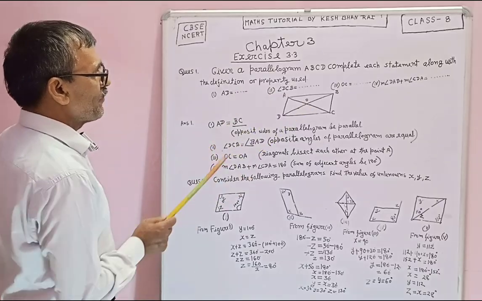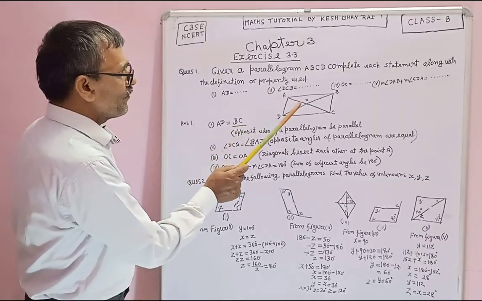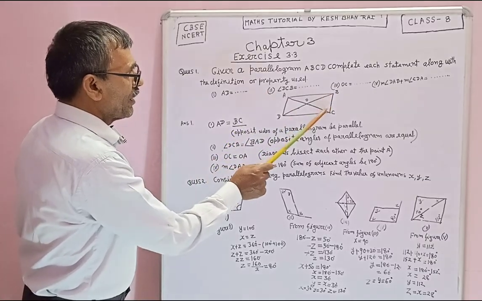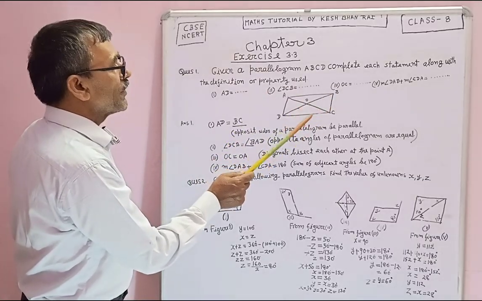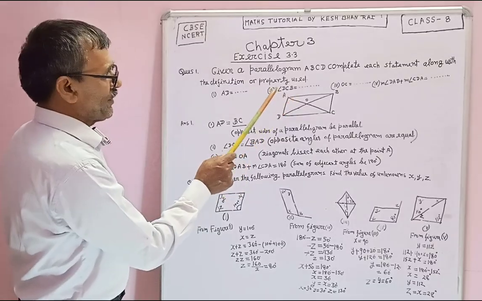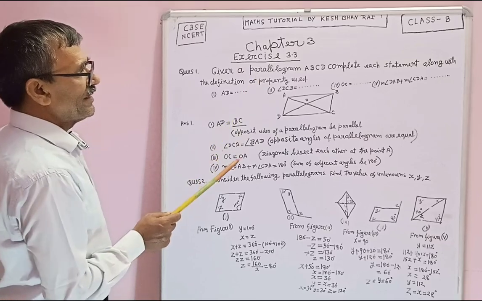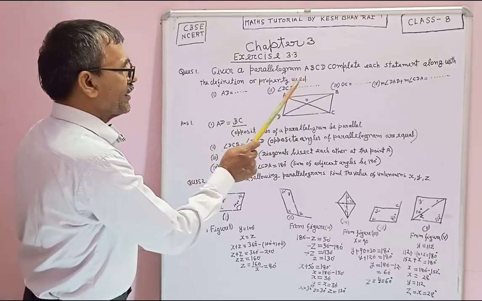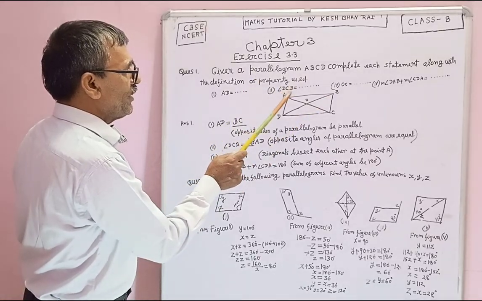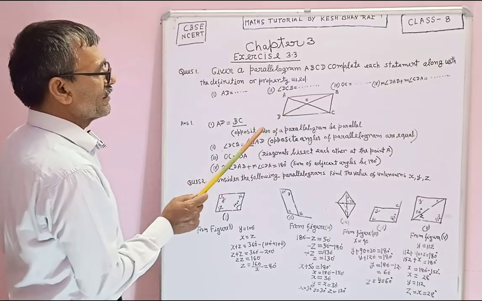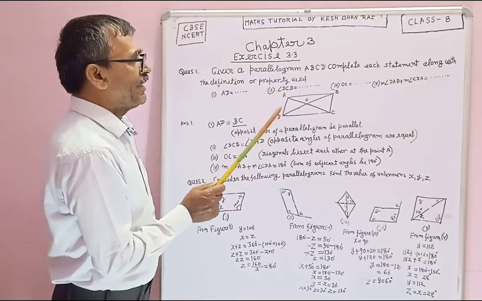AD equal to BC. DCB is equal to its opposite angle BAD. Therefore angle DCB is equal to BAD, because opposite angles are equal in a parallelogram.